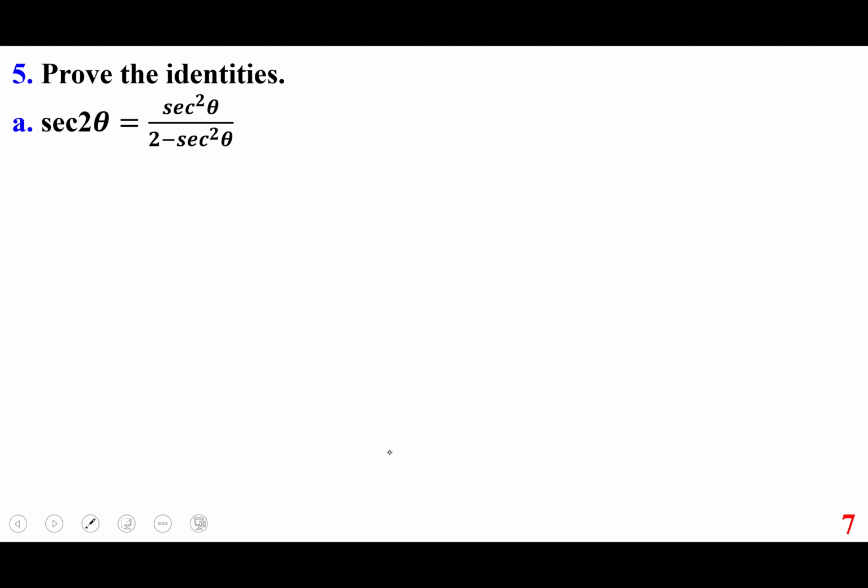Prove the identity. Secant 2 theta is secant squared theta over 2 minus secant squared theta. And to do so, we use various identities that we are supposed to know. And when you want to prove identities, you normally start with the more complicated side. There are two sides here. Clearly, the right side is more complicated. So we start with the right-hand side, RHS, everybody.